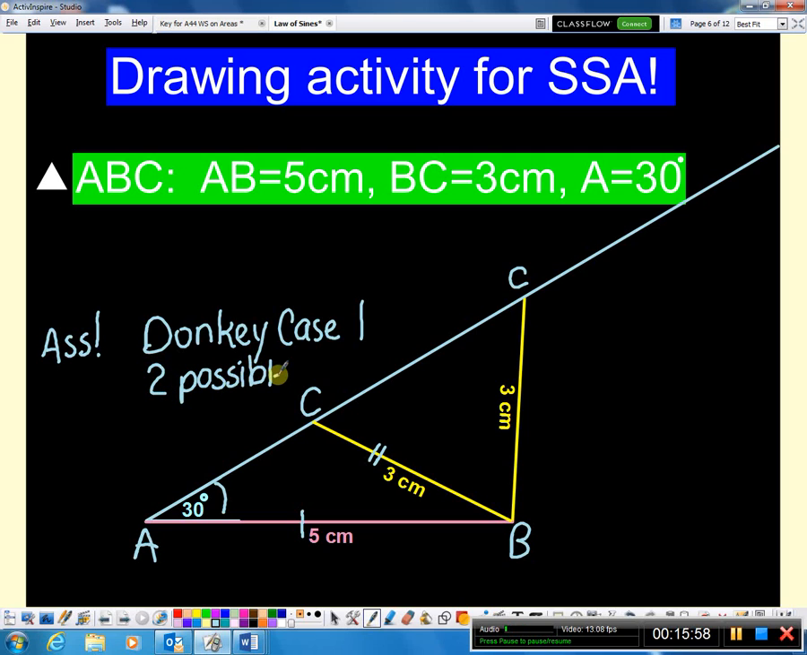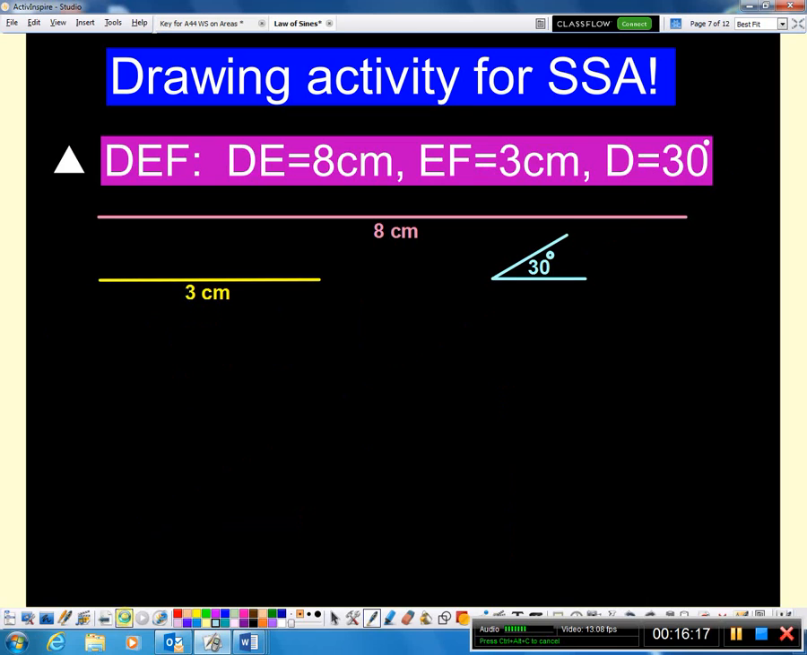This is the ambiguous case because it's ambiguous as to whether I draw this smaller obtuse triangle or the larger triangle that's slightly obtuse. That's why I can't say that side-side angle produces congruent triangles.